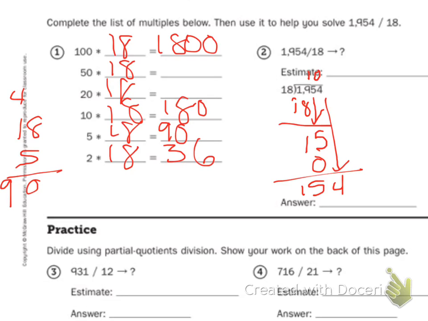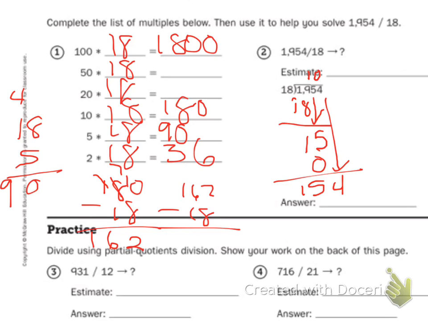So I can't use 10 because that's 180. Now, could I use 9? 180 minus 18. Borrow from the 8. 2. 7 minus 1 is 6. 162. So it's not 9. What if we did 162 minus 18? Borrow from the 6. 4. 5 minus 1 is 4. Carry the 1. 144. So we knew what 10 was, so we subtracted 2 18s, so that's 8.